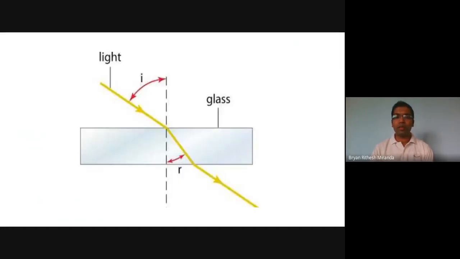Now, this is a common phenomenon that we would have seen, that light passes through a glass slab and is refracted. If we observe carefully, there are two interfaces here. The first interface is with air and glass, and the second interface is with glass and air. Let us now understand this phenomenon in a little more detail.